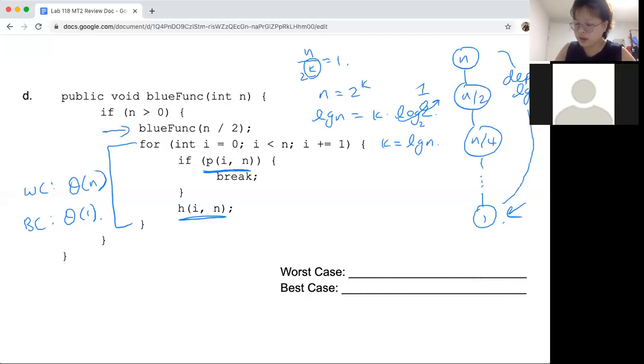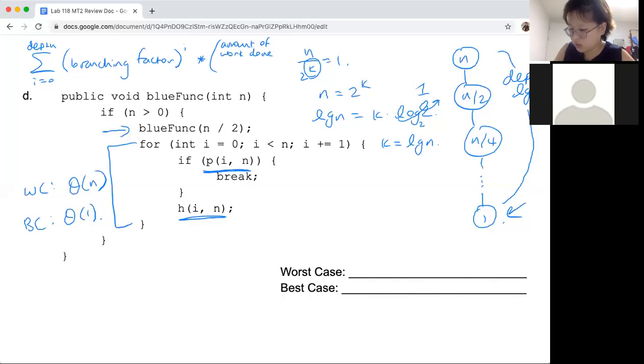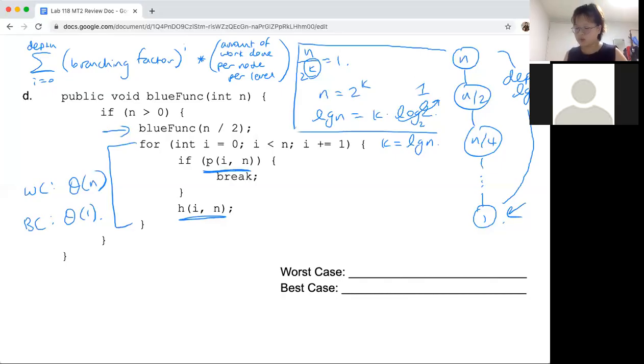Okay, and remember the formula that we had in part C, where it was the sum from i equals 0 to the depth of the branching factor to the i times, I'm going to squeeze it in here, the amount of work done per node per level. So this is a little bit more detailed than the last formula for part C. So basically if you want to apply this here, our depth is, again, log n. Our branching factor is just going to be 1. So that's really not going to matter much.